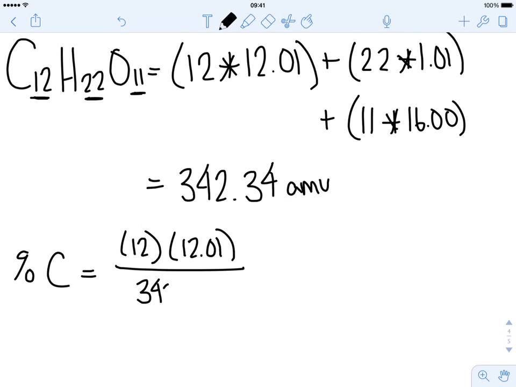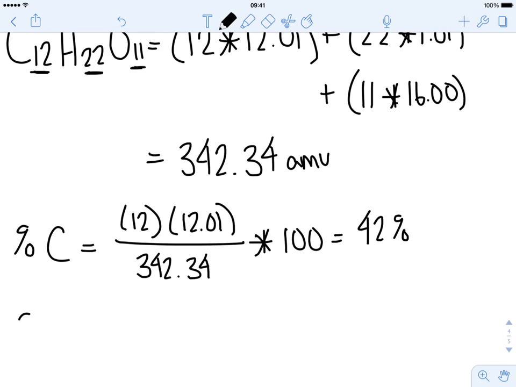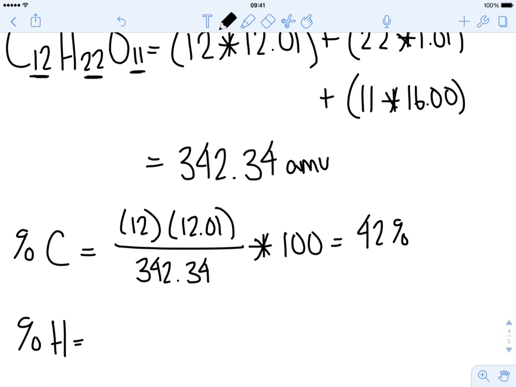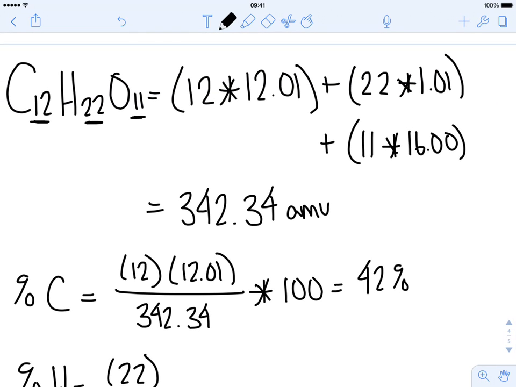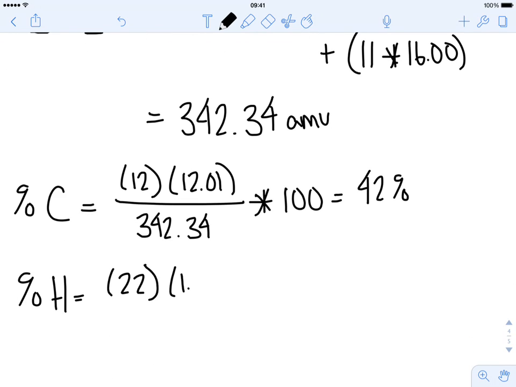So mass percent of carbon is how many carbon atoms there are, so in this case 12, times the molecular weight of carbon, which is 12.01, divided by the mass of the whole molecule, which is 342.34. And we're going to times this by 100. Now, if you put that into our calculator, we should get 42%, or something right around there.